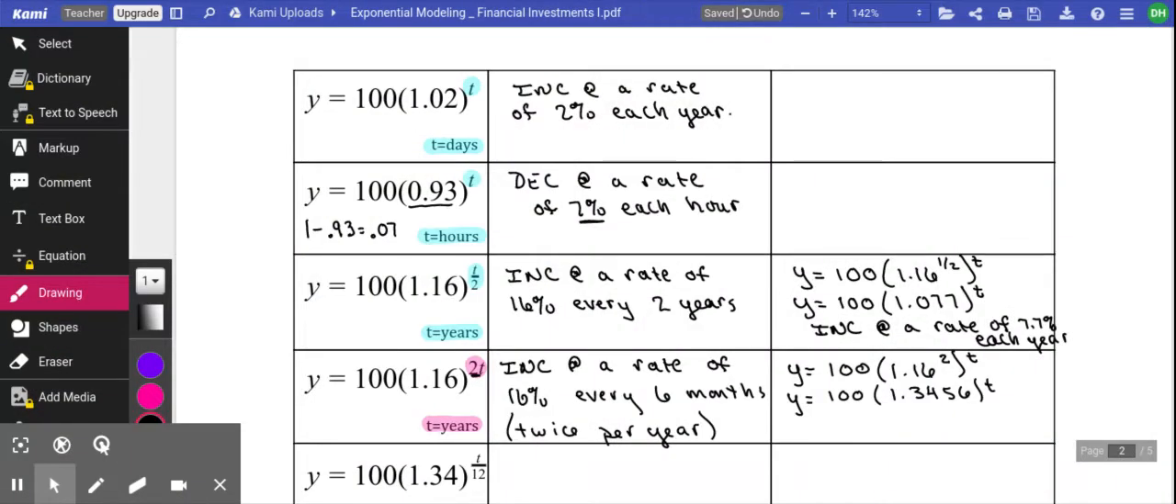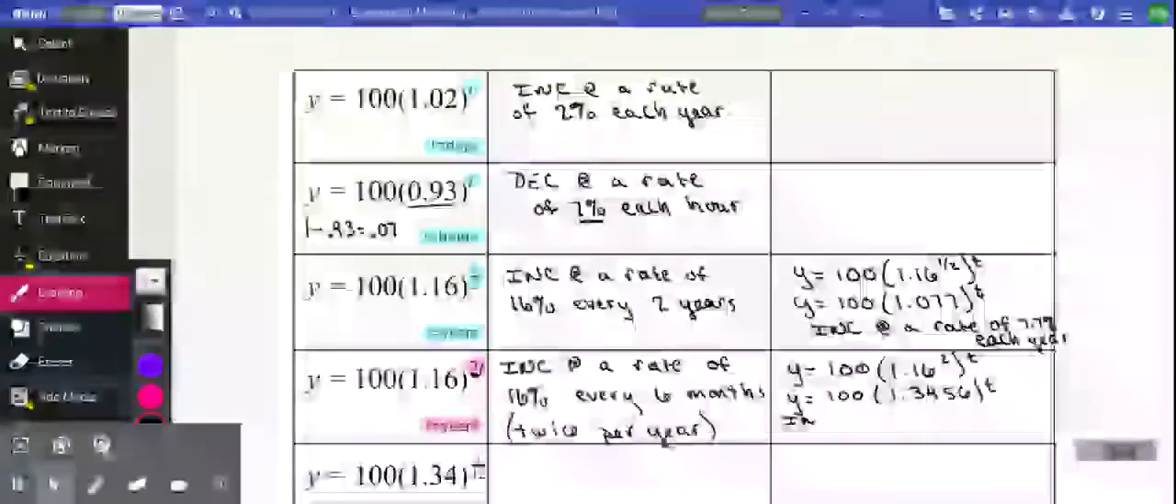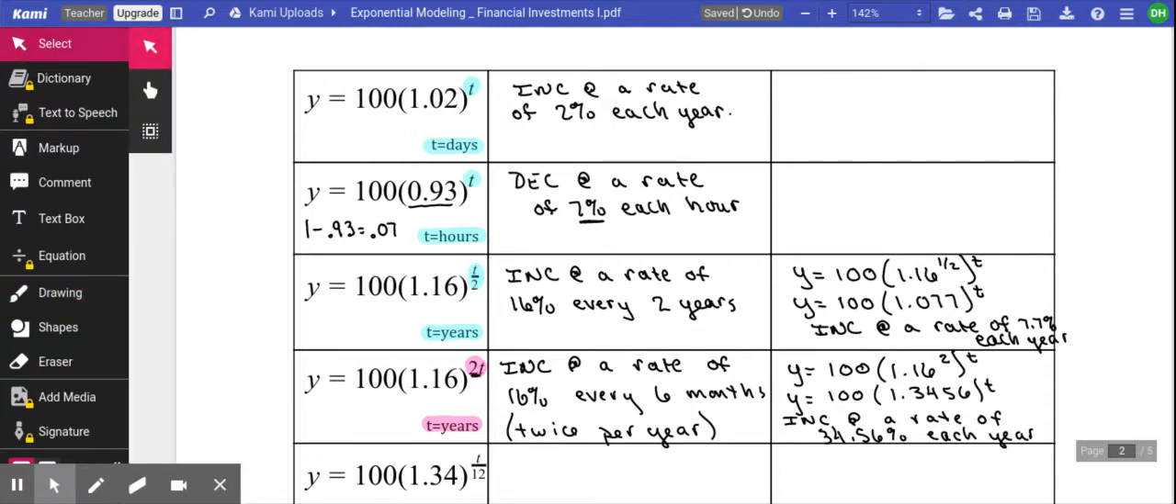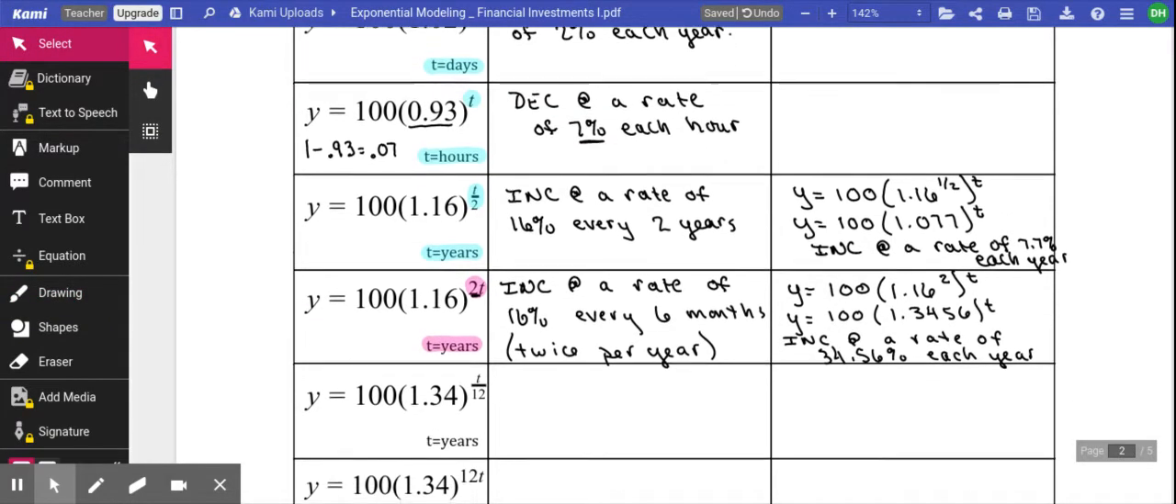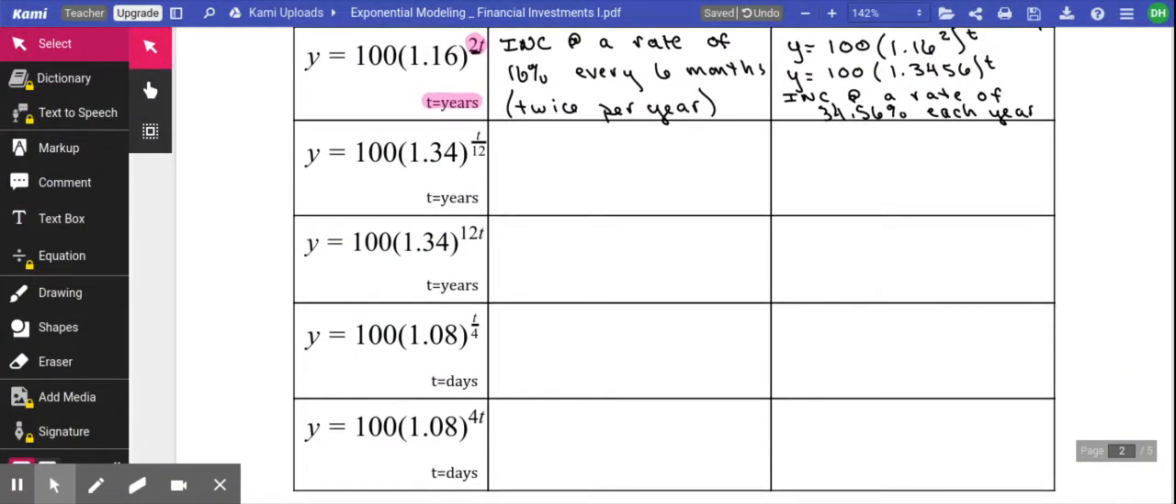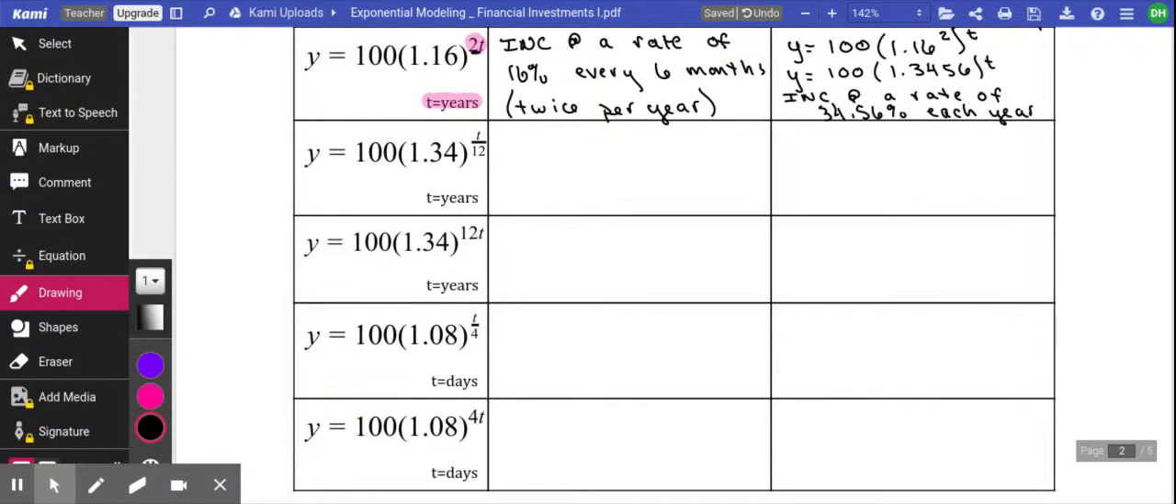And from there, we could say we're increasing at a rate of 34.56% each year. All right. So the key is, when we saw the 2t, the coefficient of the exponent was a 2, that meant it was happening twice per year. And we converted that to every 6 months. All right. Let's see if we can tackle a few more.